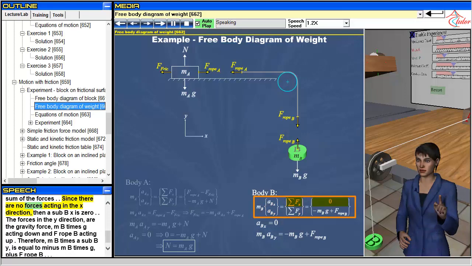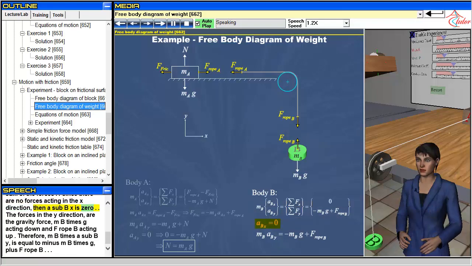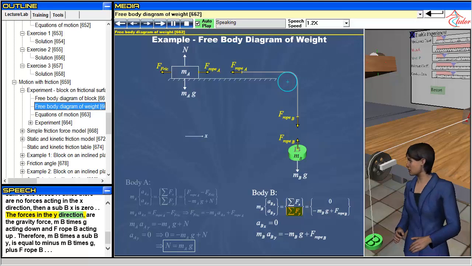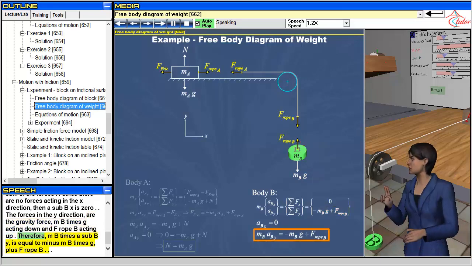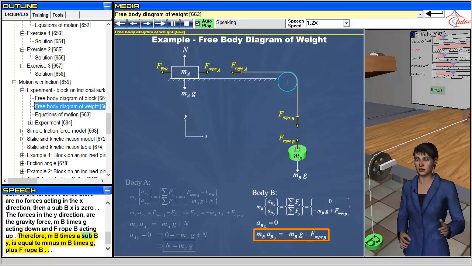Since there are no forces acting in the x direction, then a_Bx is 0. The forces in the y direction are the gravity force, m_B times g acting down, and F rope B acting up. Therefore, m_B times a_By is equal to minus m_B times g, plus F rope B.